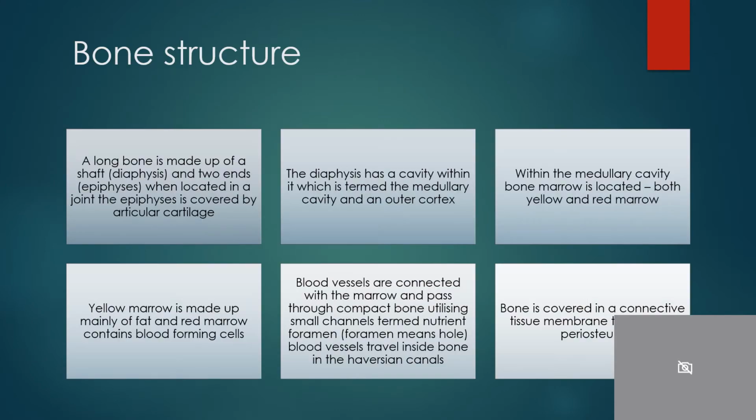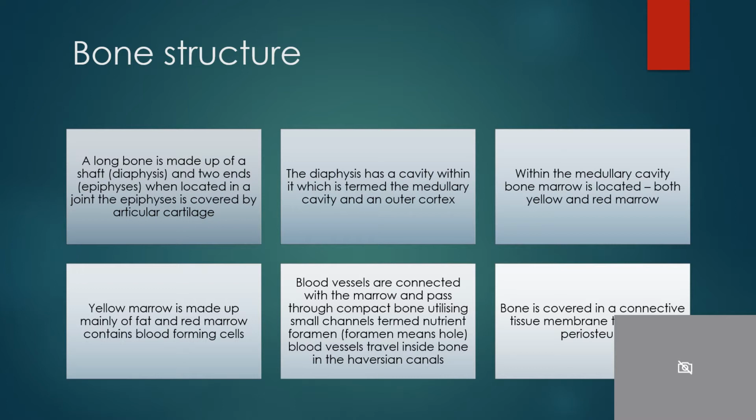Bone structure. A long bone is made up of a shaft, which we term the diaphysis, and two ends, the epiphysis. When located in a joint, the epiphysis is covered by articular cartilage. The diaphysis has a cavity within it, which is termed the medullary cavity, and an outer cortex. Within the medullary cavity, bone marrow is located, both yellow and red marrow.